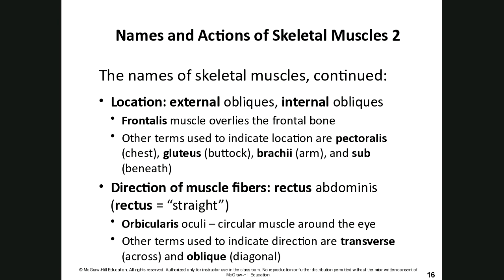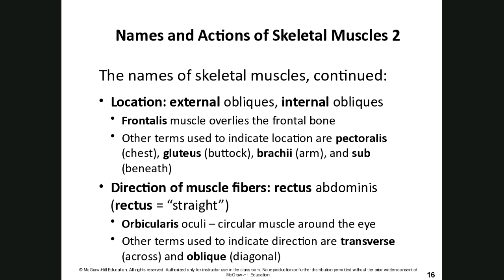Location: external obliques are on the outside, whereas internal obliques are deeper muscles. Frontalis muscle is over the frontal bone. We can use other terms to indicate location, so pectoralis means chest, gluteus means buttocks, brachii means arm, sub means underneath. So if you're talking about the subscapularis, then that would be underneath the scapula.